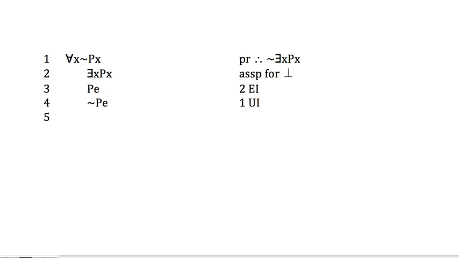On line 5, we simply write the contradiction sign with 3 and 4 as the reference contradicting lines. And this completes our proof except for putting the conclusion on line 6. We can conclude it's not the case that some x are px. Okay? And the justification for that is 2 through 5, indirect proof.